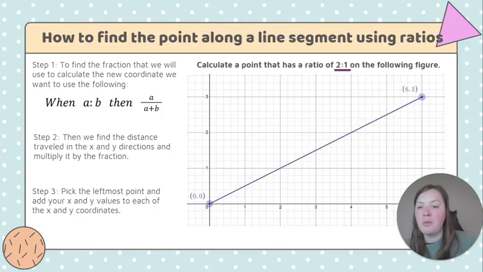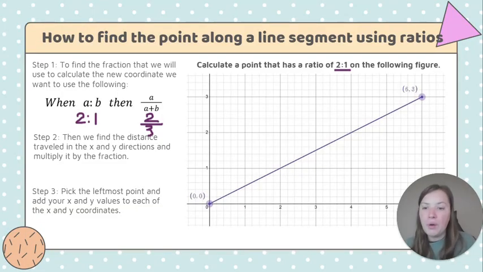So just like I shared before, when we have the ratio A to B, which in this case is 2 to 1, then we put the first number on top of our fraction, and then we add the two numbers up, which 2 plus 1 is 3, and so we have 2/3. So we are looking at moving 2/3 of the way up our line.